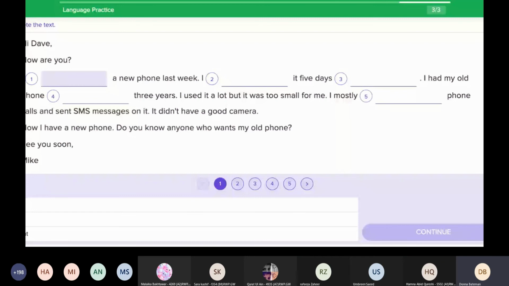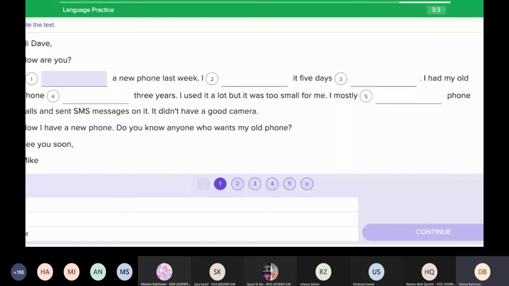Okay. Hopefully you can see this now. Hopefully you can all see the screen. So let's have a look then. We've got number 1. Well, let's read it from the top. Remember, it's hi Dave and how are you?